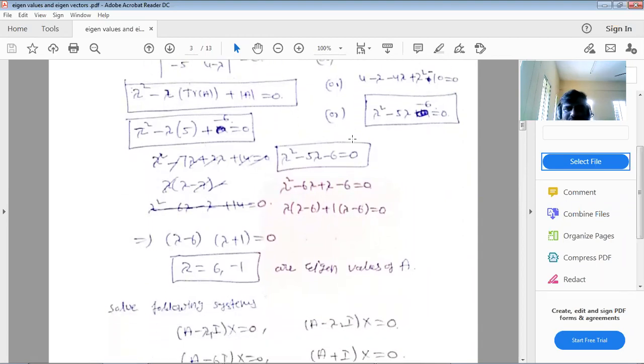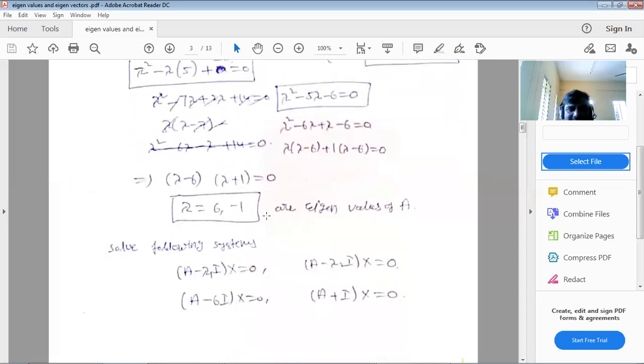Now, after that, you have to find the eigenvectors. How to find the eigenvectors? What does the third step say? Solving the following systems.